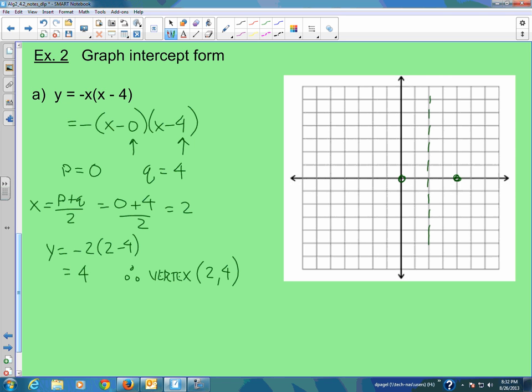Well, that means I'm above my x-intercepts here. Is that right? I go back and I look at my original equation, and I notice that I've got a negative out front for my a value, so I'm opening down. So yeah, we're all right. There would be my parabola.